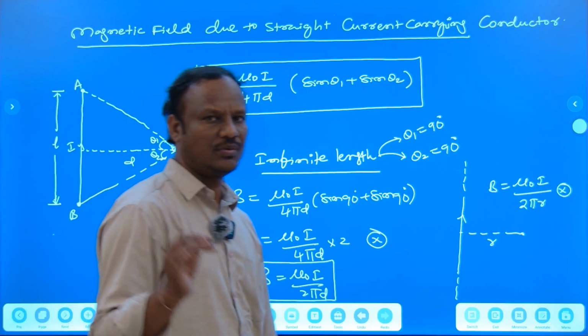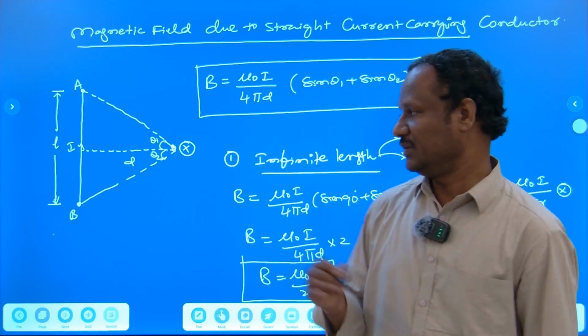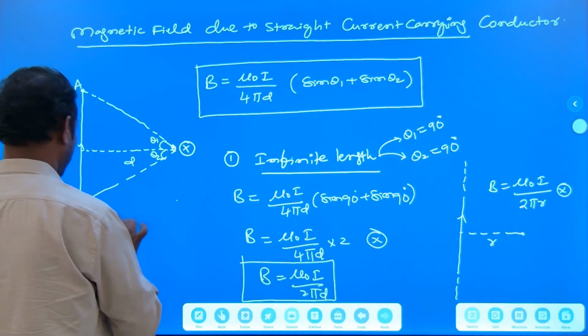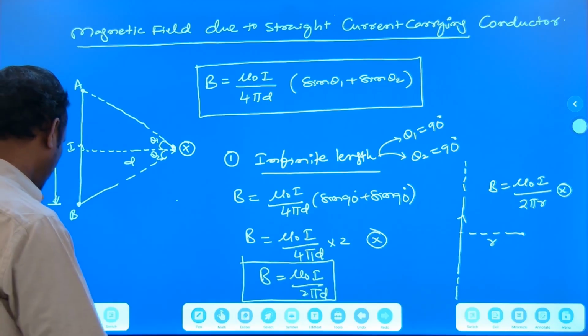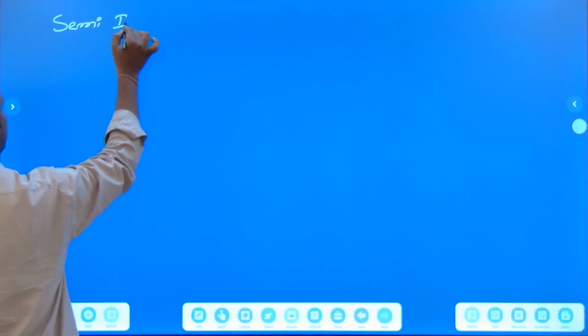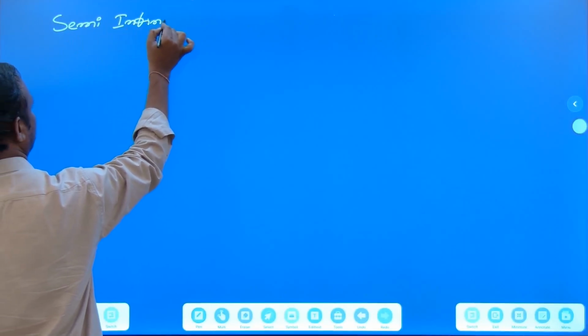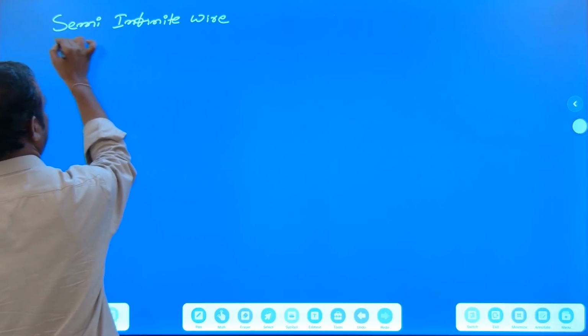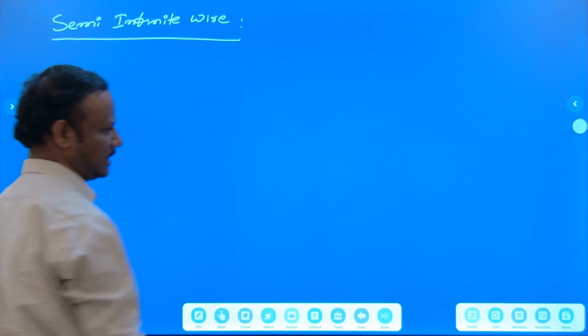So if I talk about the semi-infinite wire, it means I have to sit at this position where I want to find the field like this. Okay, so next one is that semi-infinite wire. Semi-infinite current carrying wire is the case.